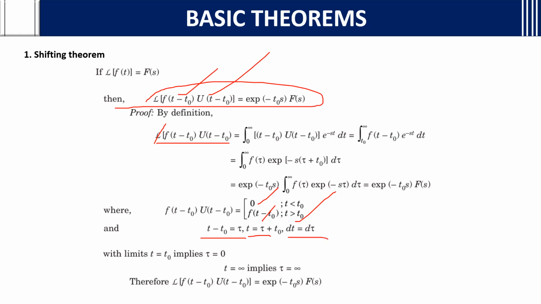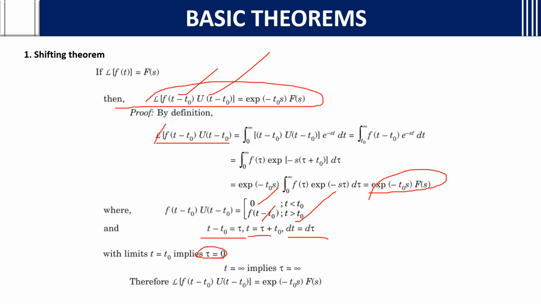So with limits, t is equal to t naught implies tau is equal to 0. If you take tau is equal to 0, we can write t is equal to t naught. And t is equal to infinity implies tau is equal to infinity. Therefore, the Laplace transform of f of t minus t naught into u of t minus t naught is equal to exponential minus t naught s into F of s. This is the final equation that we got.